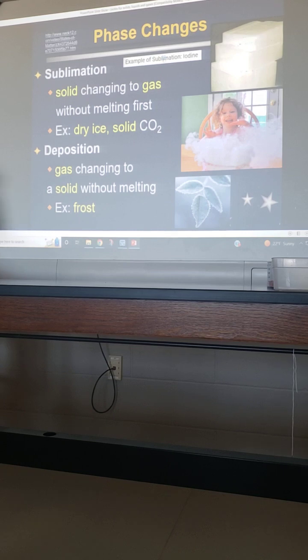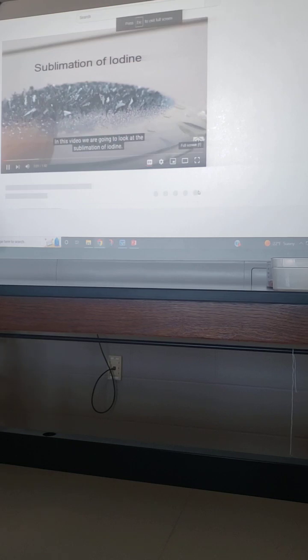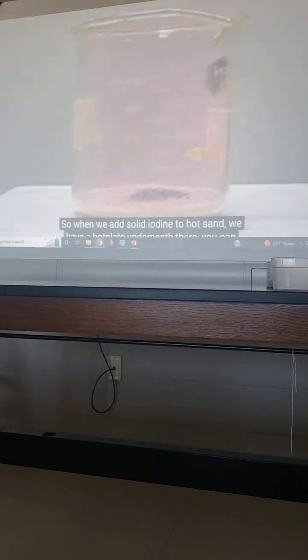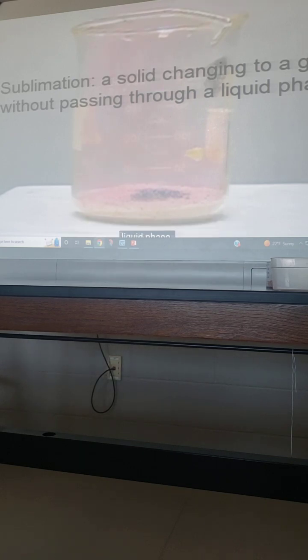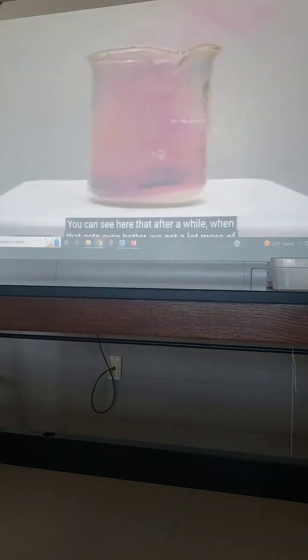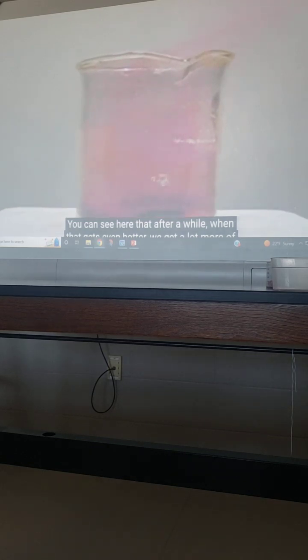Let's look at the sublimation, because it's going to show both. In this video, we're going to look at the sublimation of iodine. Yeah, we're done with the notes for today. So when we add solid iodine to hot sand, we have a hot plate underneath there, you can see right away we start getting a purple gas. That is iodine gas. In the sublimation, we're going directly from a solid to a gas without passing through a liquid phase. So you can see here that after a while, when that gets even hotter, we get a lot more of that purple iodine gas, which is escaping through the top of the beaker.